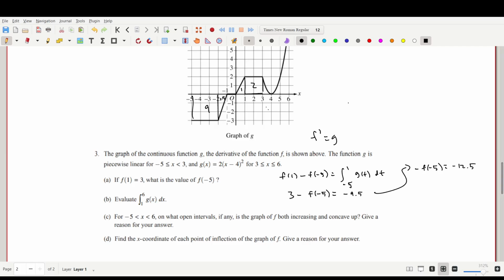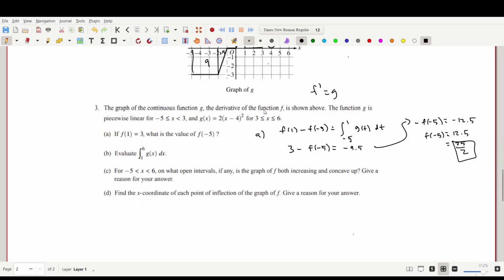Look, I did this wrong. I can double check my answers. F of negative 5 is 12.5. That seems totally wrong, I think. You pick up 9, pick up 10.5, 9.5, and you get to 3. Maybe that is right. All right, I do like them as fractions, though. 25 over 2. Okay, that's A. I'll do B down here.